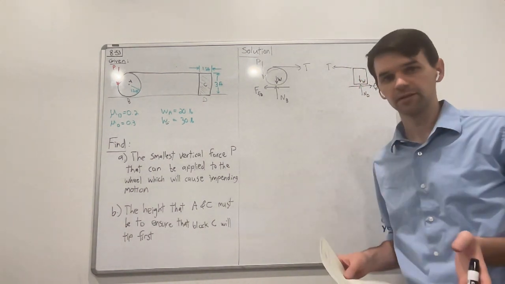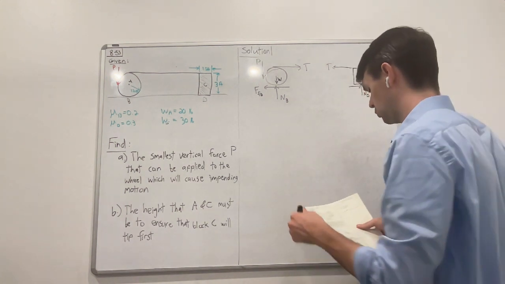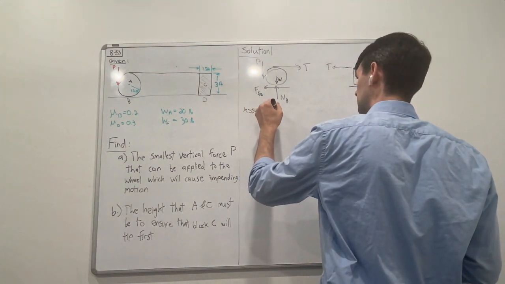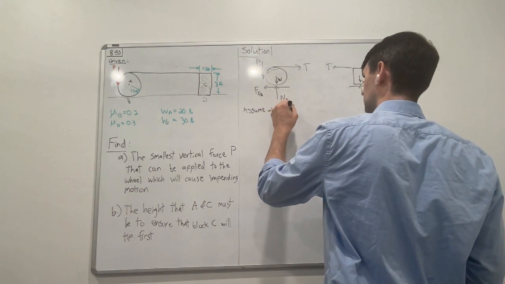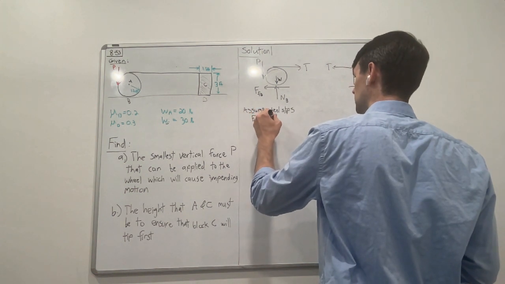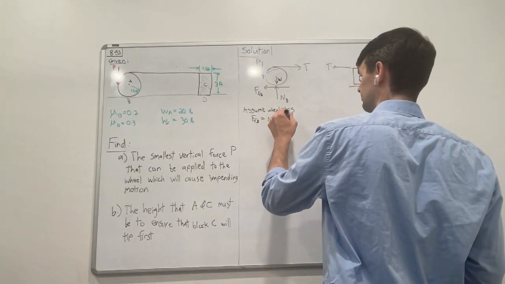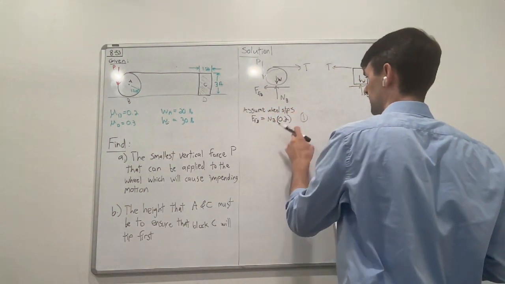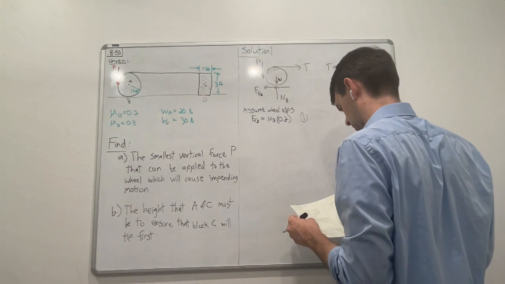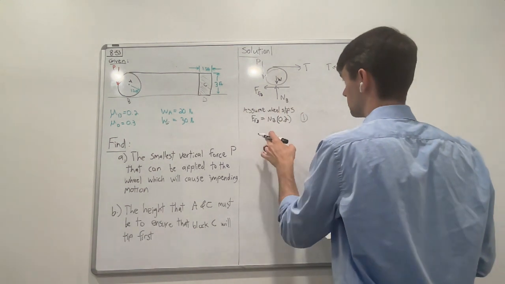So I'm going to make an assumption, and my assumption is that the wheel is going to slip first. Assuming that, then I can say that friction force FB is going to be NB times 0.2. So that's my first assumption. Now let's start throwing out some equations.